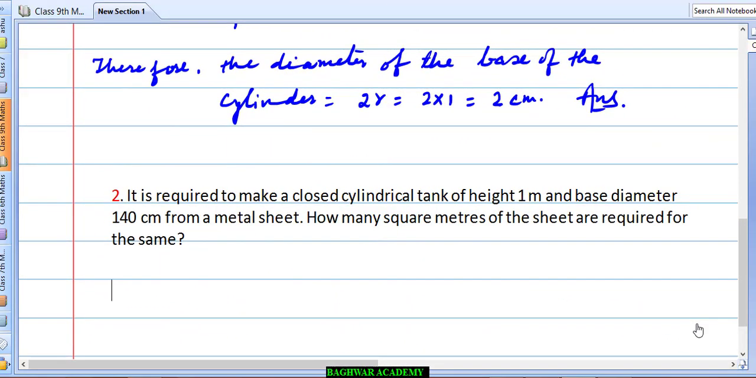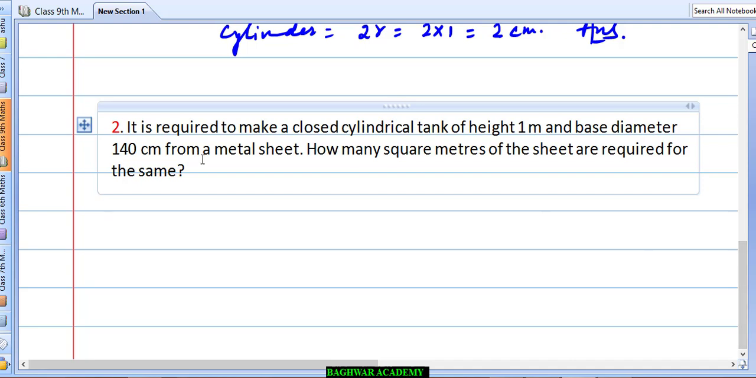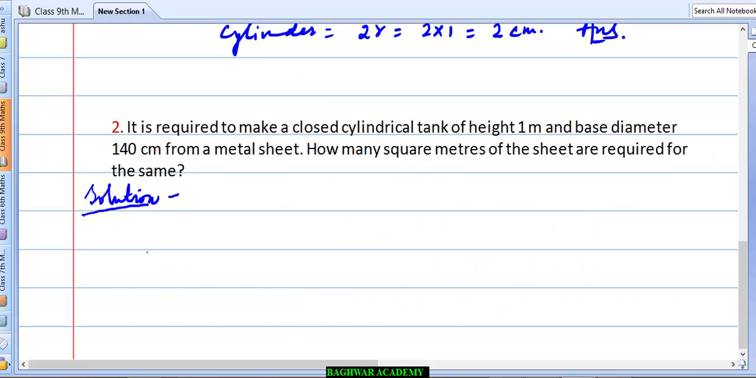Now we will see the second question. It is required to make a closed cylinder tank of height 1 meter and base diameter 140 centimeter from a metal sheet. How many square meters of the sheet are required for the same? It is an easy question, just try to understand how it will be solved. Here you see, it is required to make a closed cylindrical tank whose height should be 1 meter.